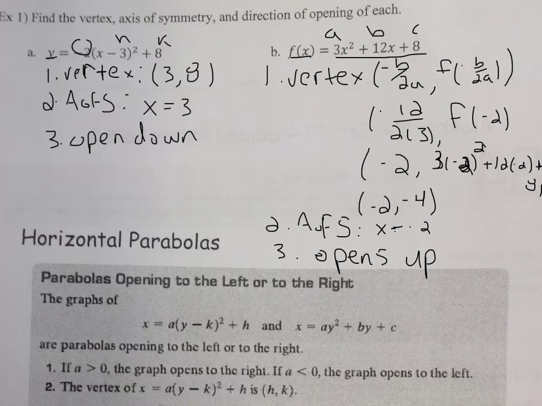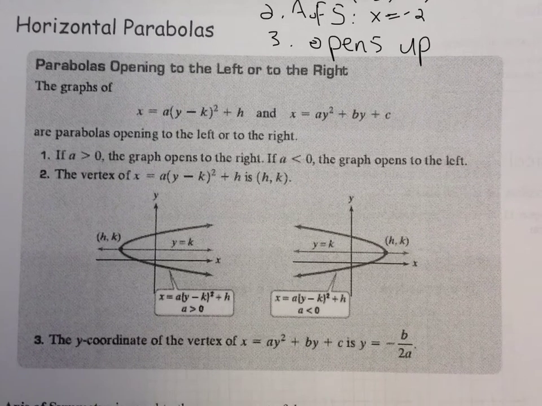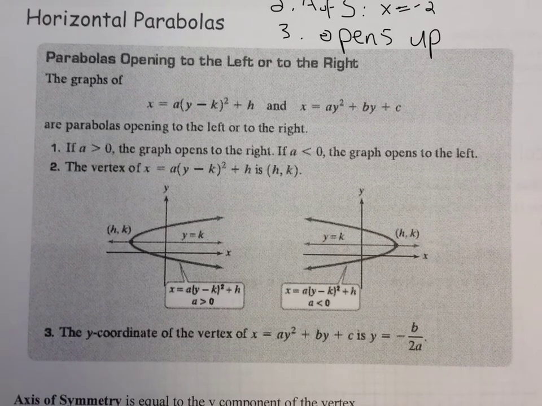If it's a horizontal parabola, it's going to look a little different. So now we're on horizontal parabola, you're going to have x out here and you have two different forms again. You have the form where it's a times (y minus k) squared plus h, and you have one where it's x equals ay squared plus by plus c. This form is the easier to work with, just like in our vertical. The standard form is always the easier one to work with. The general form is much harder to work with.